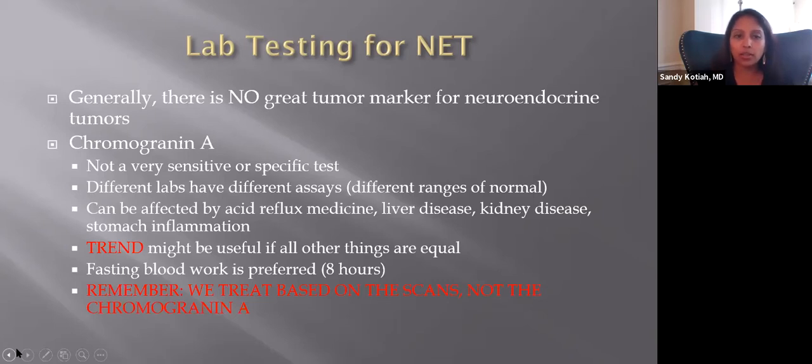But chromogranin A is a test that different labs have different assays. So if you're a patient and you're getting your chromogranin A done at a LabCorp and then you switch to Quest, the range of normal could change, the numbers could shift, and that can cause some panic in patients. But remember that you have to be consistent with going to the same lab to get that number done so that you can watch the trend. And it can be affected by many different things. Acid reflux medication, inflammation, liver disease can cause the numbers to go up.